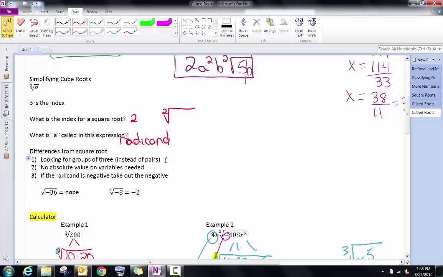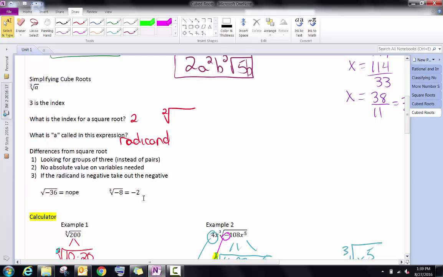All right, so our differences between cubed root and square root. Now we're looking for groups of 3 instead of pairs because it's a 3 index. It's a cubed root. So that's not much different. We don't need any absolute value bars because we can take the cubed root of negative numbers. So that kind of goes into number 3 here. If the radicand is negative, just take it out. Don't get rid of it, but put it with our answer. So for example, we can't do the square root of negative 36. Not yet anyways. Now the cubed root of negative 8, we can.